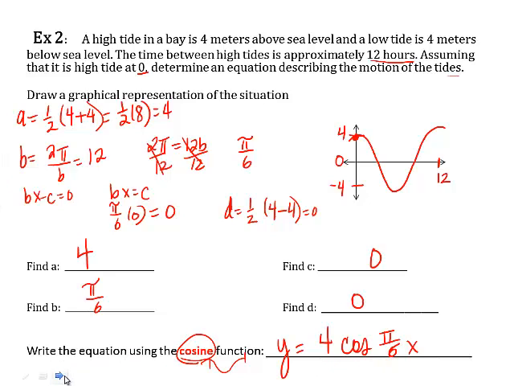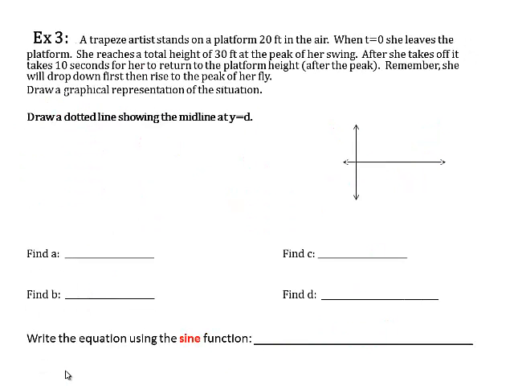Alright, let's try one more. A trapeze artist stands on a platform 20 feet in the air. When time is 0, she leaves the platform. So she's at a platform right here, 20 feet in the air. She reaches a total height of 30 feet at the peak of her swing.